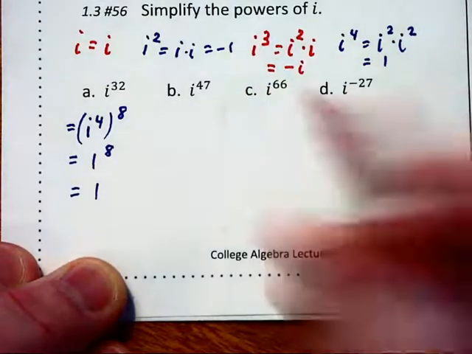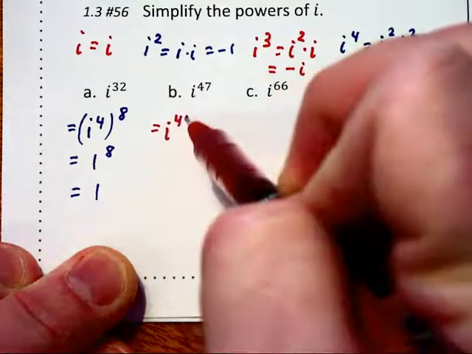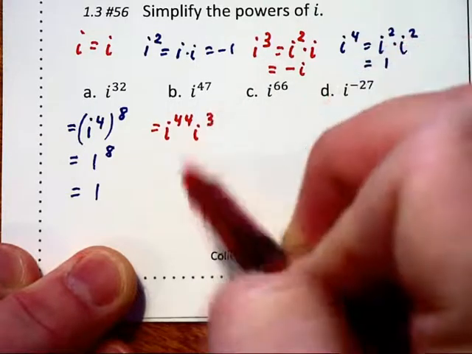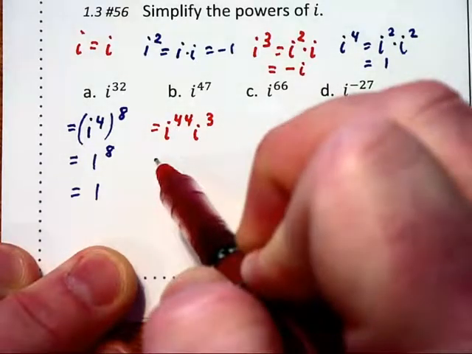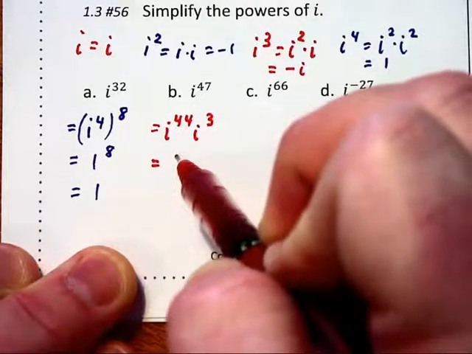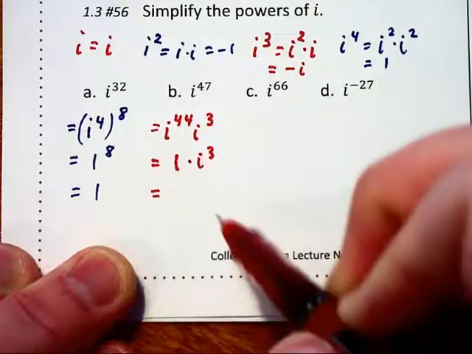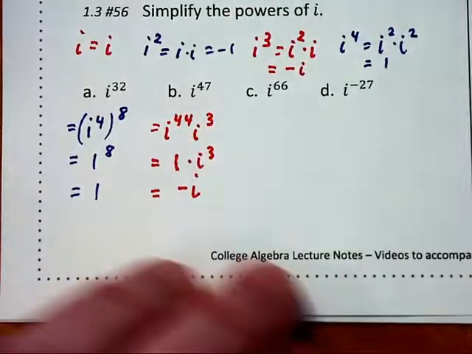When we have i to the 47th, that can be thought of as i to the 44th times i to the third. Well, since 44 is a power of 4, we can rewrite that as 1 times i to the third, and i to the third, as I've described above, can be rewritten as -i.